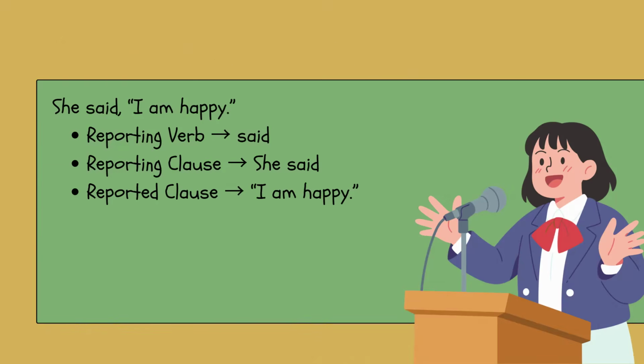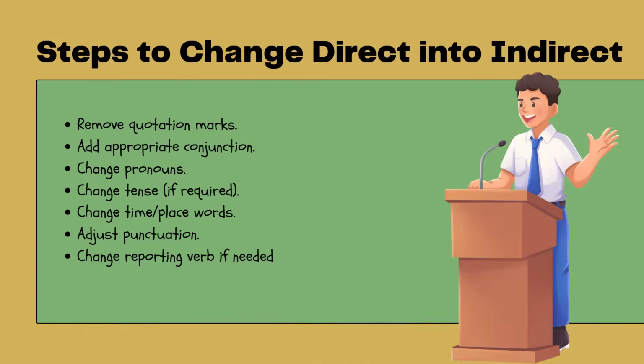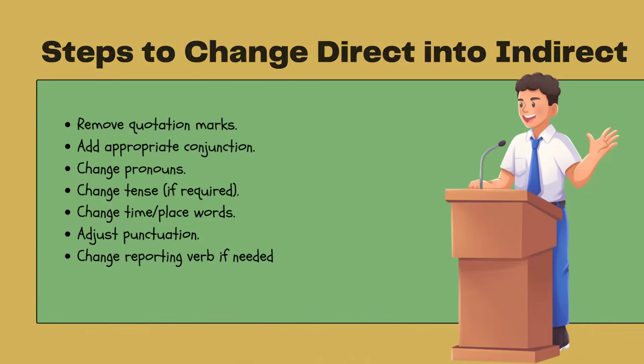Now, this is very important. Whenever you see a direct speech question in the exam, follow these steps. First, remove quotation marks, then add appropriate conjunctions, then change the pronouns, change tenses if required, change the time or place words, those are the adverbs, adjust the punctuation marks, and finally change the reporting verb if needed. If you follow this order, you will not make mistakes.